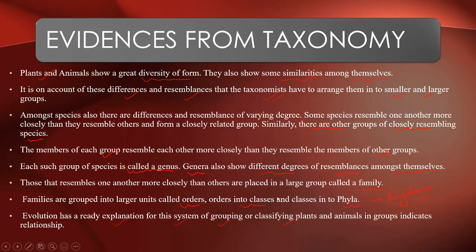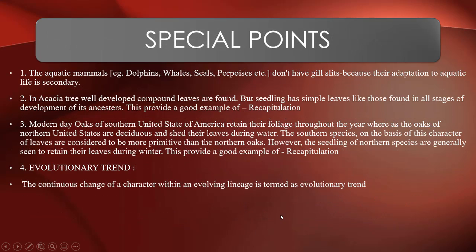Okay, coming to the next special points. The aquatic mammals like dolphins, very important. The dolphin is an aquatic mammal. Penguin is an aquatic bird. Dolphins, whales, seals, and porpoises don't have gill slits, because their adaptation to aquatic life is secondary.